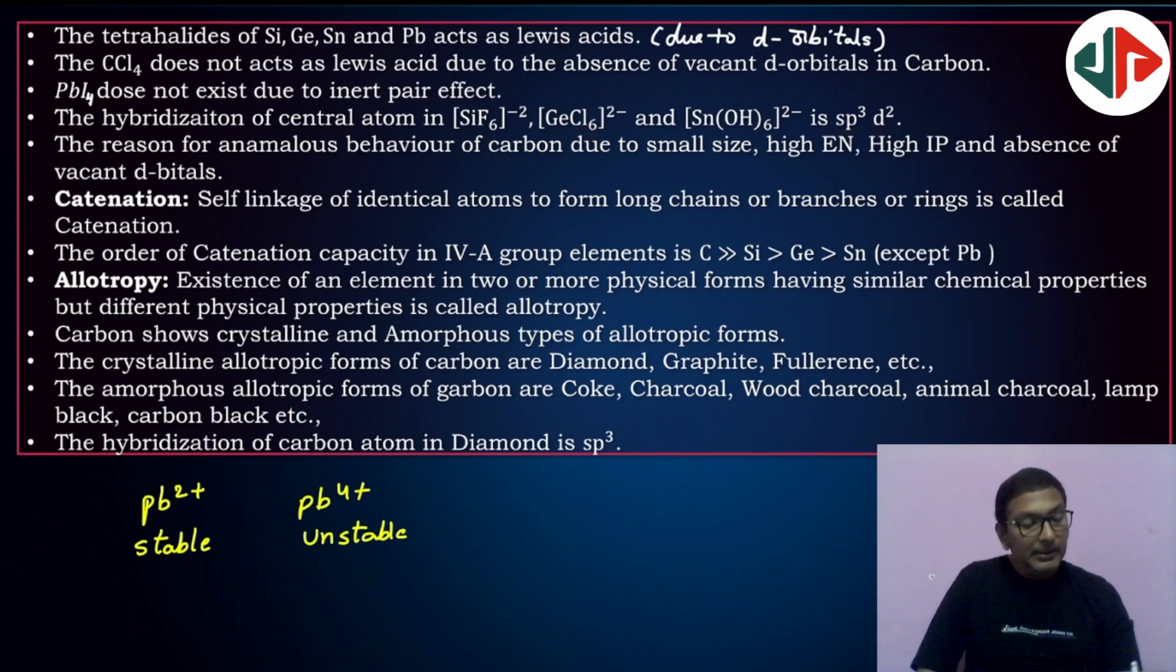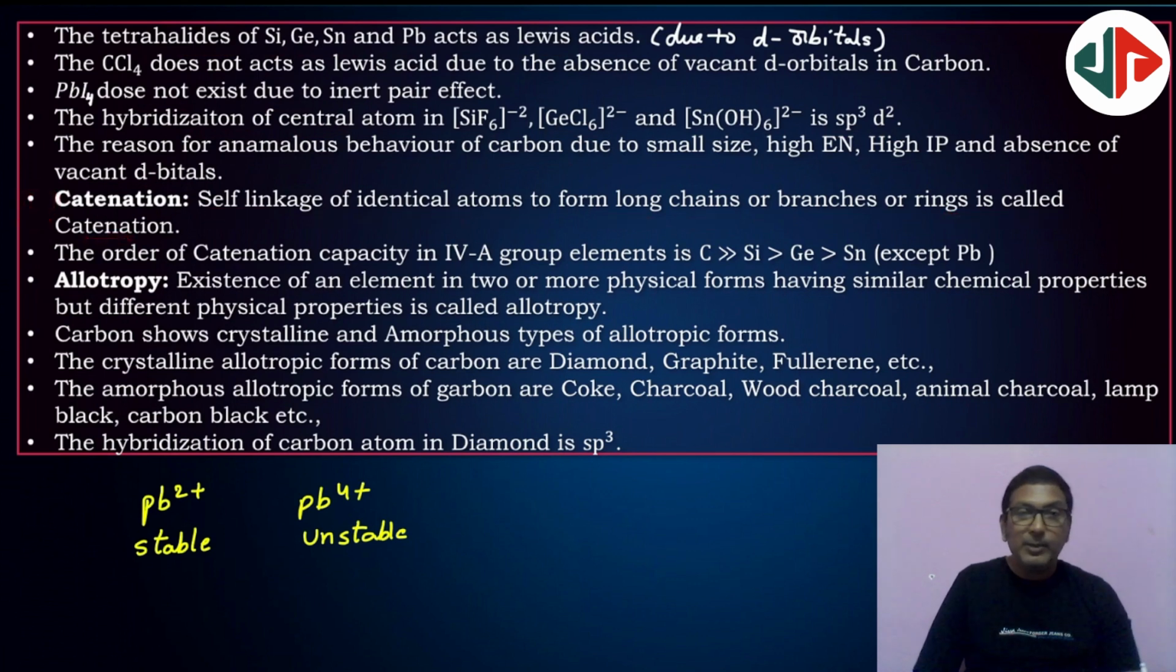Next, the anomalous behavior of carbon is due to its small size, high electronegativity, high ionization potential and absence of d orbitals. That means the first element has properties different from those of the rest of the elements due to these reasons: small size, high electronegativity, high ionization potential and absence of d orbitals in the valence shell. Next, catenation. Self-linkage of atoms to form long chains, branches or rings is known as catenation.